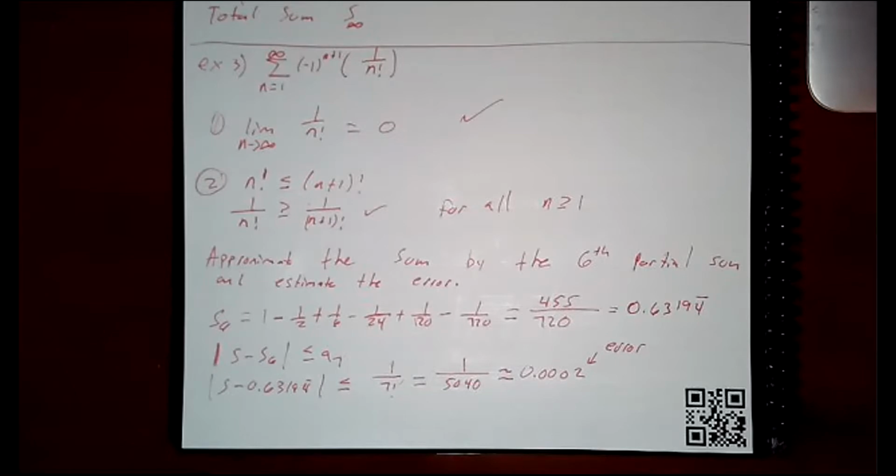Any questions on this problem? That's pretty much it for 8.4: can you use the alternating series test by checking those 1 and 2 conditions? And then if they ask you to find the error for a specific partial sum, then this is what you're going to do. That's it for that section.